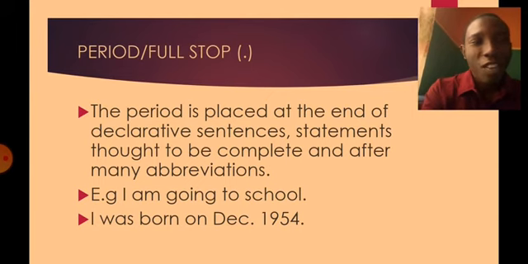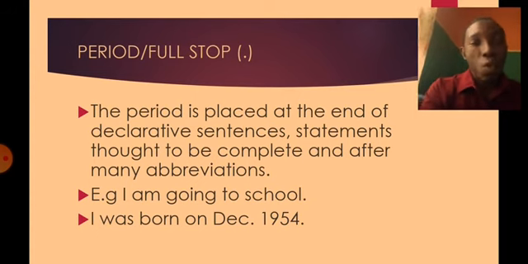We usually call it full stop, but it is also called period. The period is placed at the end of declarative sentences, when you make a declaration, statements thought to be complete, and after many abbreviations. Declarative sentences or statements that are thought to be complete, or can also be used after abbreviations. Let's look at the 2 examples there.